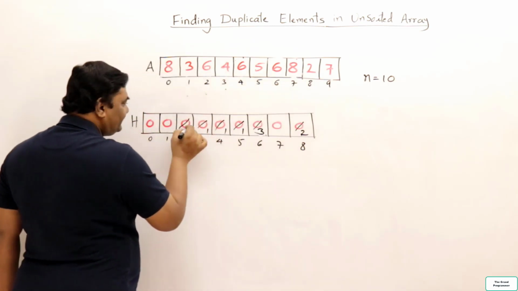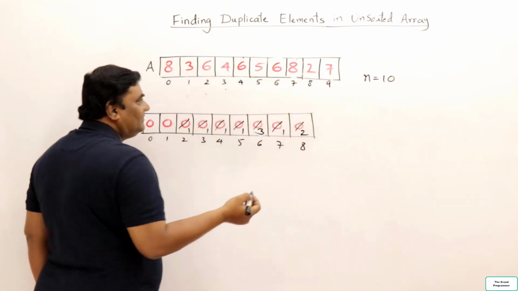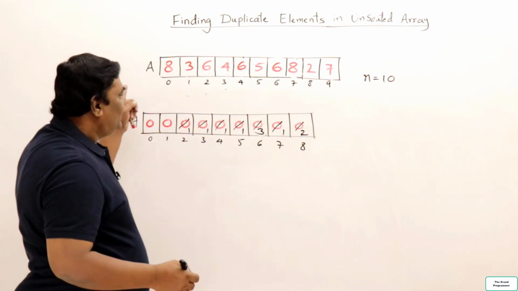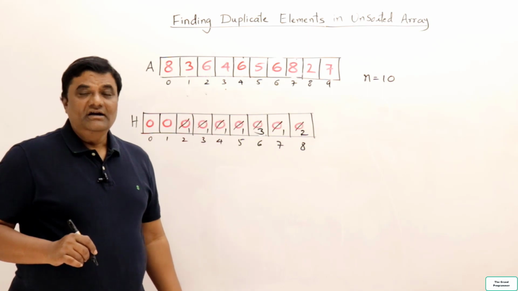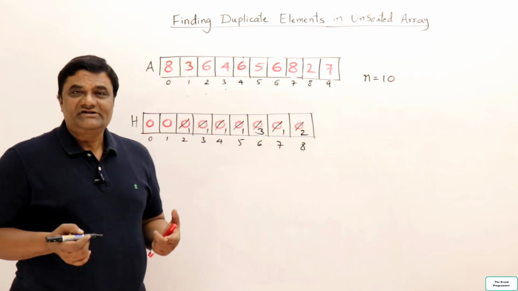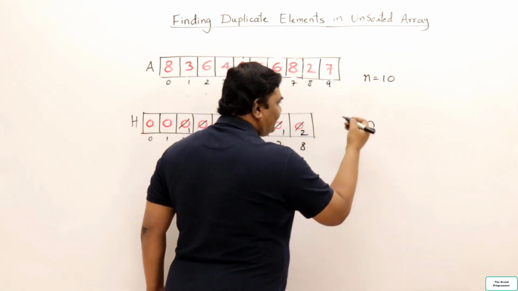Then 2, this is 1. And 7, so this is 1. That's all. I have scanned through this array only once. Yes. So if I analyze how much time I have spent, order of n time. So I'll just write n.